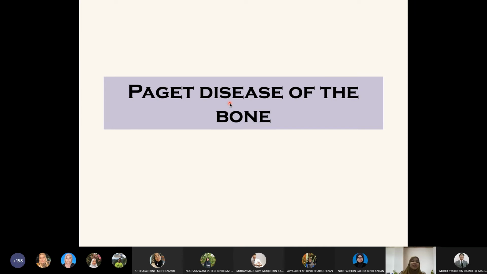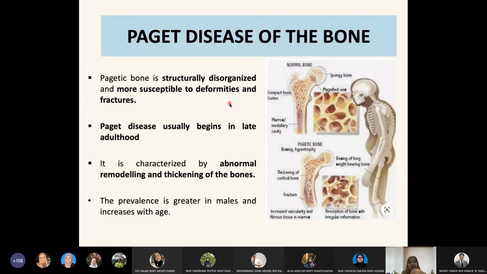Now let's move on to the third topic, which is Paget disease of the bone. This is the last topic. Paget disease of the bone is not so common, but it can happen. It is characterized by structurally disorganized bone, therefore it is susceptible to deformities and fractures. It usually begins in late adulthood, and it is characterized by abnormal remodeling and thickening of the bone.